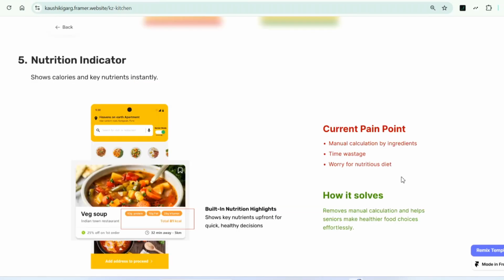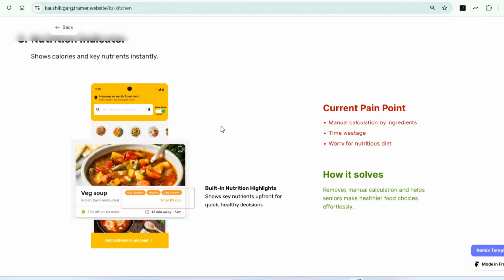And I also gave an option of a nutrition indicator, because I noticed that they were having issues with manual calculation, and they were worrying whether a specific dish has nutrition or not, if it is healthy for them or not. So in senior mode, a feature will automatically be added which indicates, for example, if it is a veg soup, how much protein, fats, or vitamins it has, and how many overall calories a dish contains. So this feature caters to that issue.